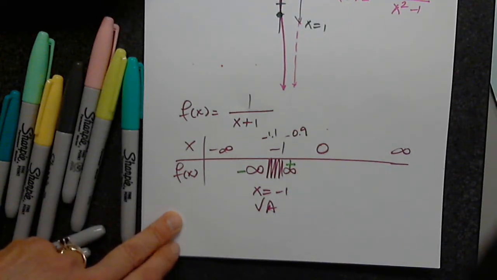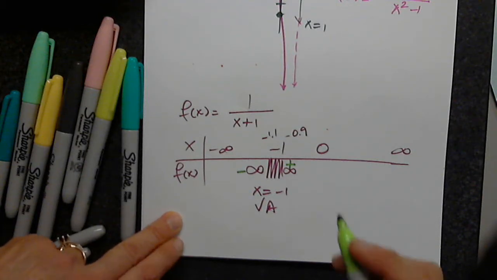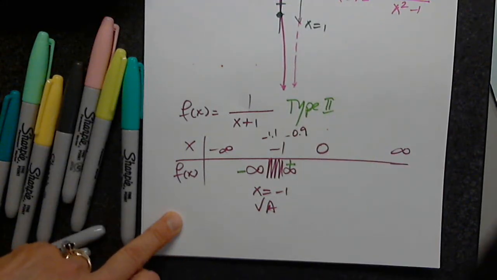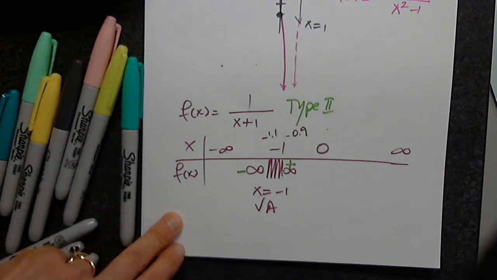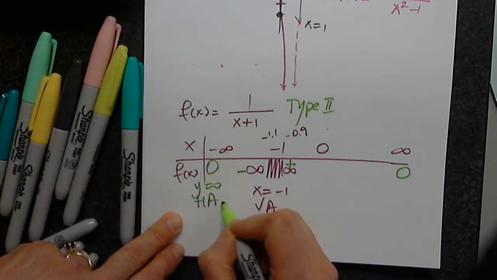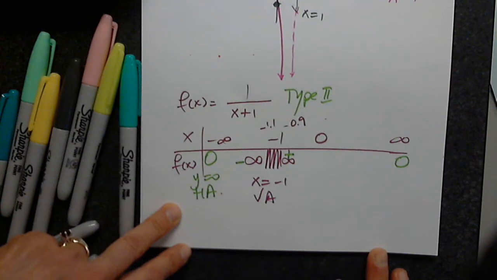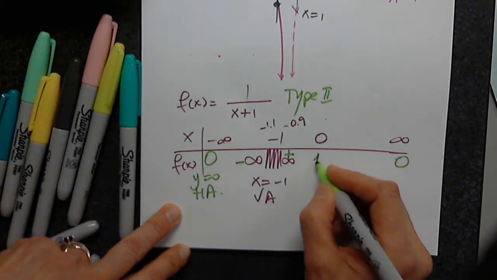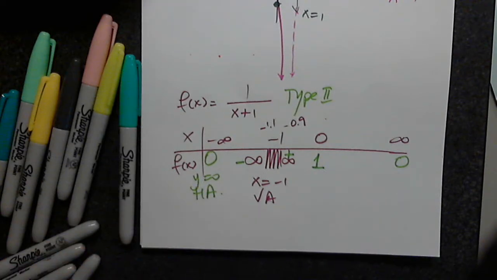Is this okay, everyone? And behavior for type 2. Of course, this is type 2. Always. And behavior for type 2: 0. So y equals 0 is the horizontal asymptote. Please plug in 0 and tell me what you get. 1.